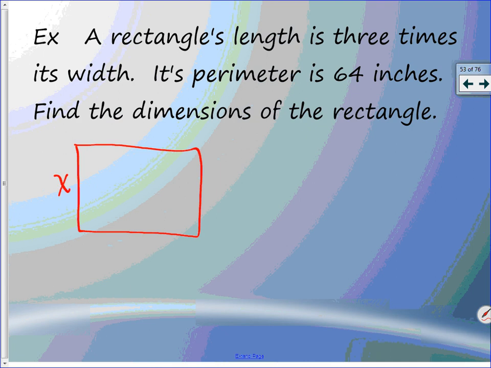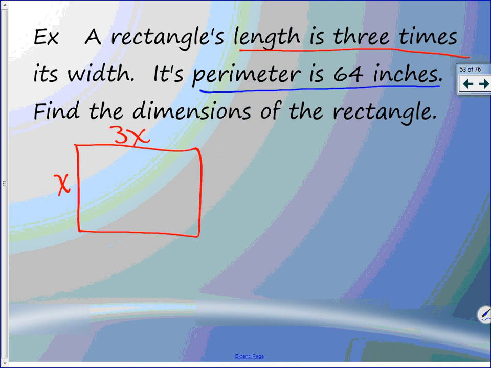And then what would I label the longer side given the information in the problem? DJ? It's 3x, good. Because it says the length is 3 times the width. So if I call the width x, the length is 3x. Then it states the perimeter is 64 inches. That is what gives me my equation. So who can tell me the equation?